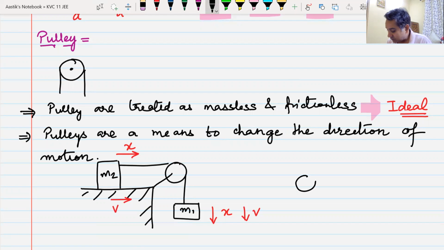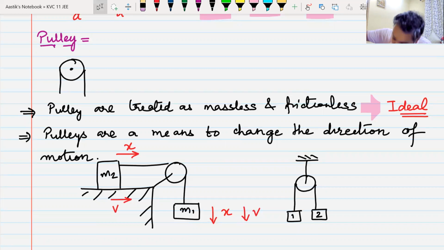One more example. Normally a pulley hangs like this. You have two blocks attached like this. This is block 1, this is block 2. Now look at the same thing here. If this block moves down by X, the other block cannot move down. The other block has to move up by X. Do we understand this? Again, the direction of motion has changed. One is moving down, one is moving up. And what is the cause of this change in direction? The cause of the change in direction is the pulley.